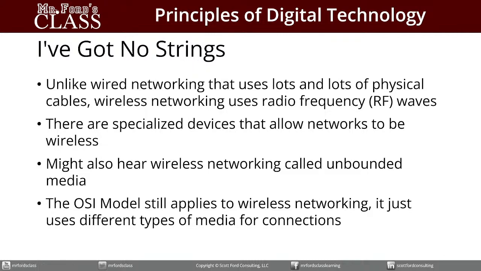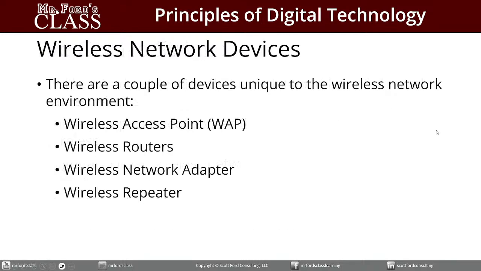All we're doing, however, is just changing the physical media, right? So what was physical media in the OSI model? That was layer 1. So hopefully you got that one. Okay. So there's a couple of devices unique to the wireless networking environment that you need to be aware of.